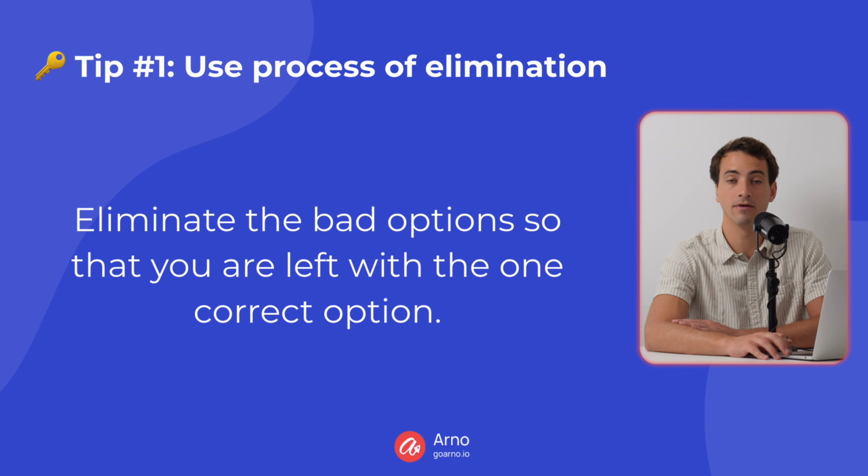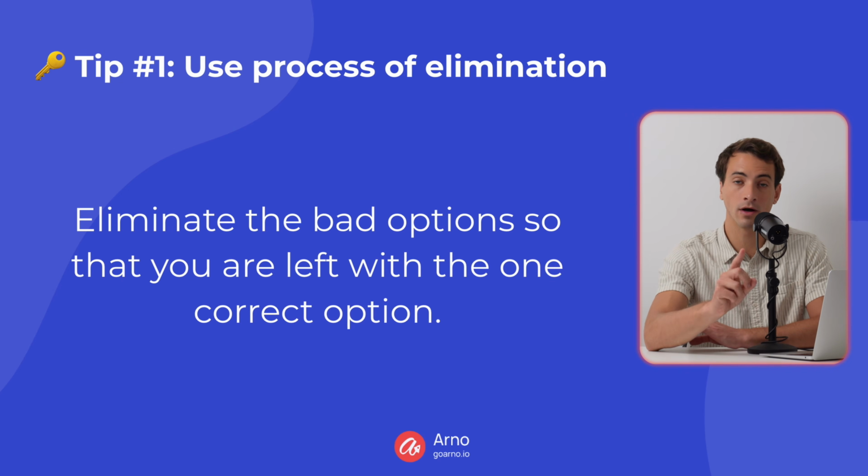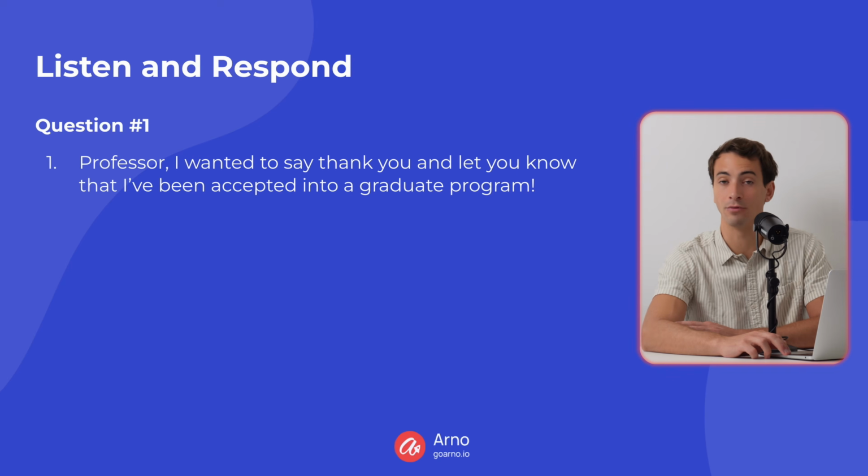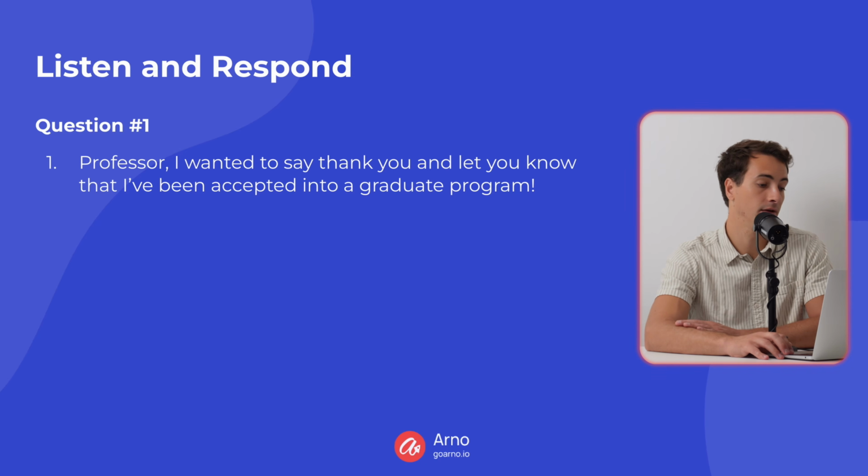Here's the first tip for listen and respond. Use process of elimination. What process of elimination is, it means that you eliminate the bad options so that you are left with the one correct option. So let's work through the example or continue the example that we started before. So here are the options that you're given for question number 1, for listen and respond number 1.